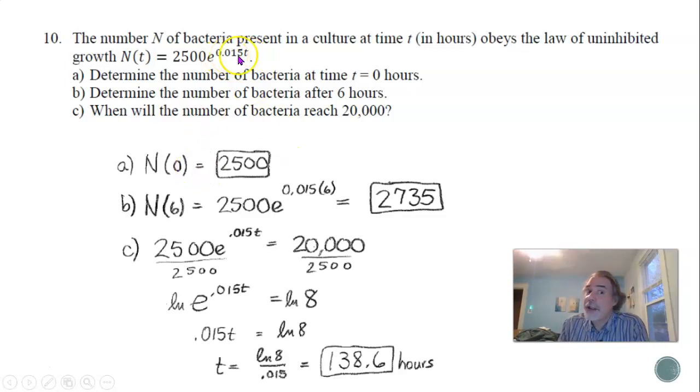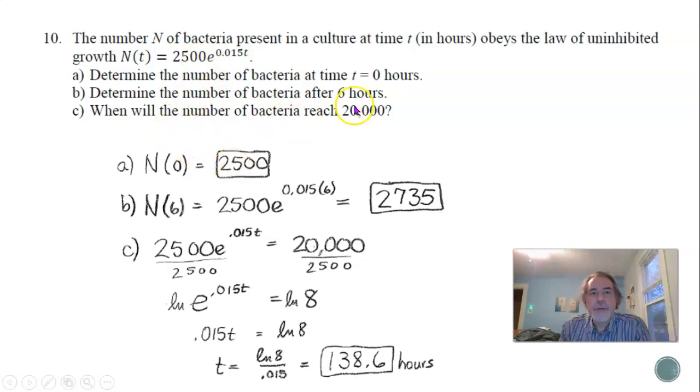And you don't need a calculator for this because 0.015 times 0 is 0. E to the 0 is 1, because any number to the 0 power is 1. And then 2500 times 1 is 2500. So notice that at time t equals 0, that's like our starting point, we get our starting value, our initial value of 2500.